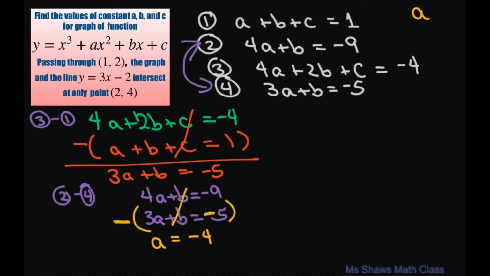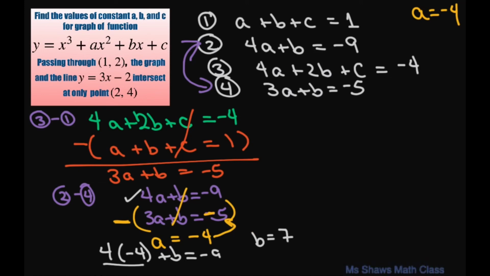So if a equals negative 4, all you have to do is substitute your negative 4 into one of these equations. I'll just do this one. So this is going to be 4 times negative 4 plus b equals negative 9. You add 16 to both sides, and you're going to get b equals 7. So now we have b equals 7.